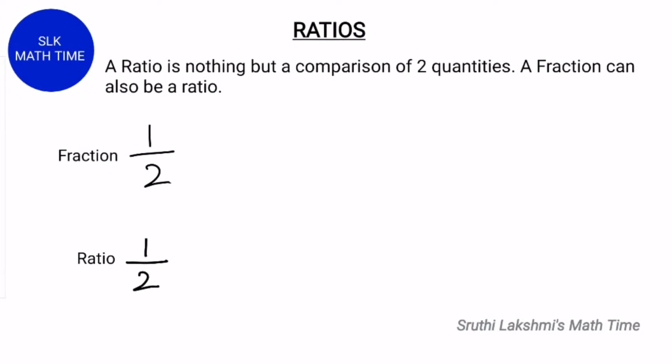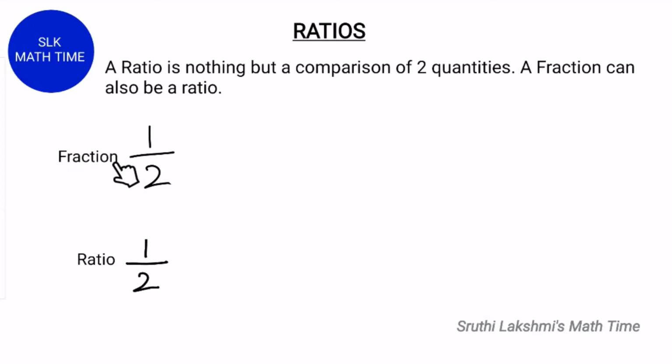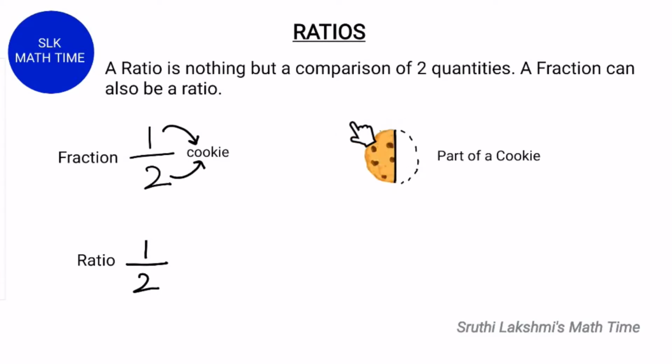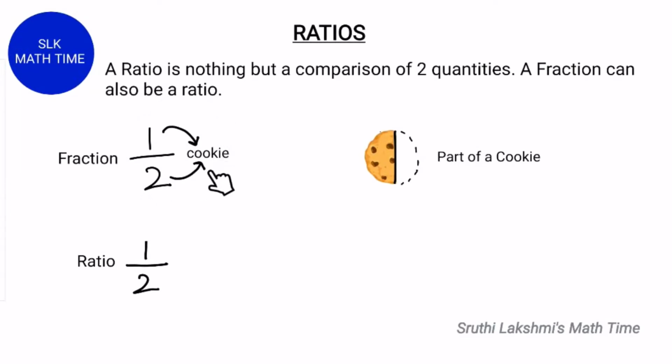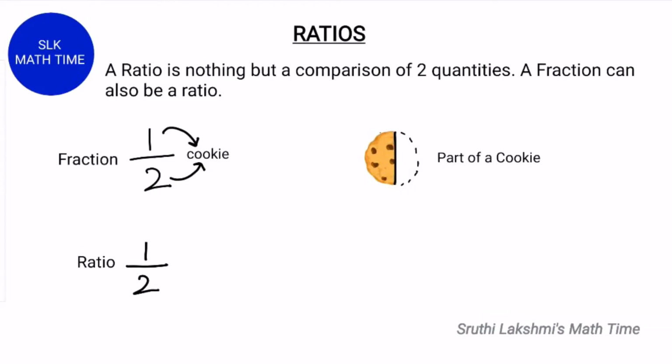Now let's see. Here we have 1 by 2 or 1/2. In a fraction, 1 by 2 or 1/2 means half of something. Both the numerator and the denominator here refer to this cookie, or the half of this cookie. Now this is part of the cookie.